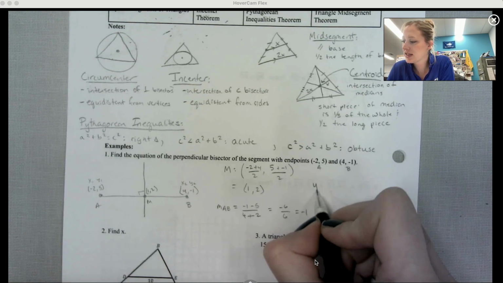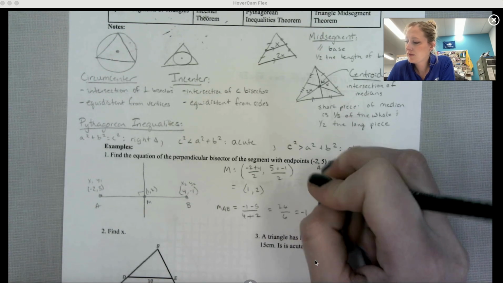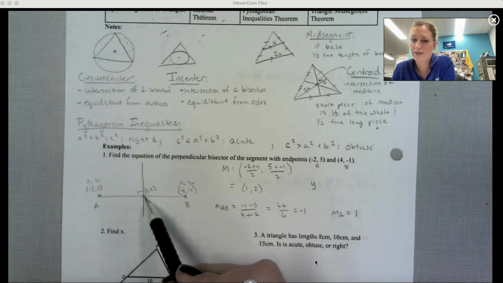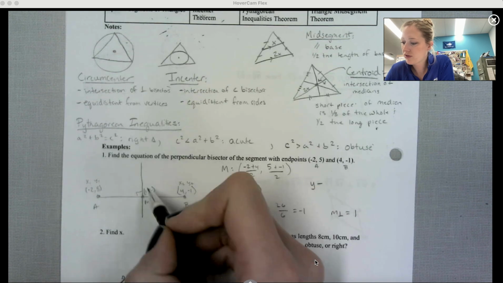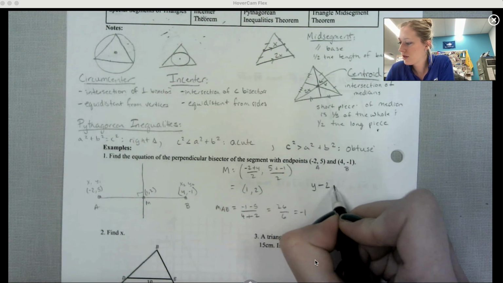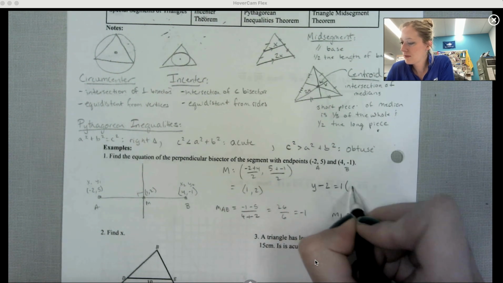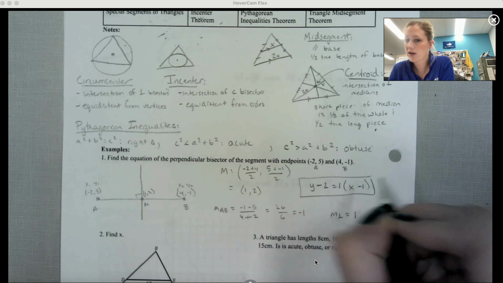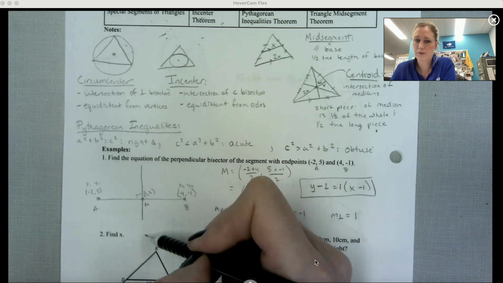So for my equation, I'm going to use point-slope form because I know the slope and I know the point. So y minus the y coordinate, 2, equals our slope, times x minus the x coordinate, 1. And there is the equation of this perpendicular bisector.